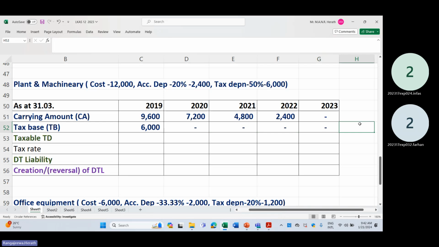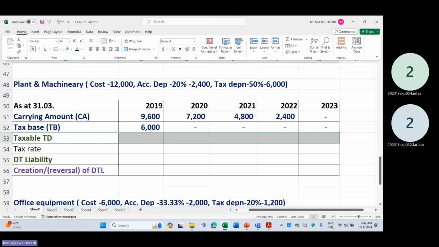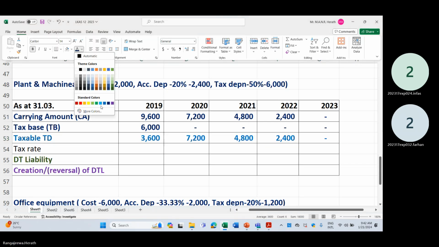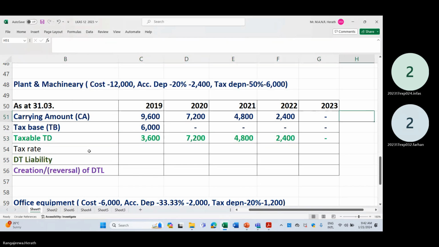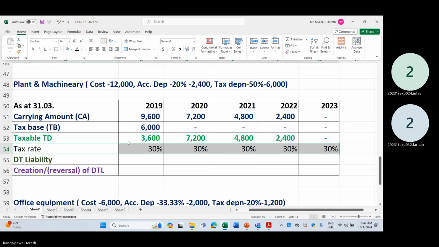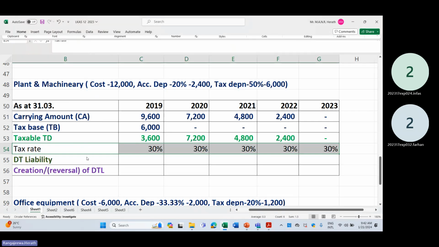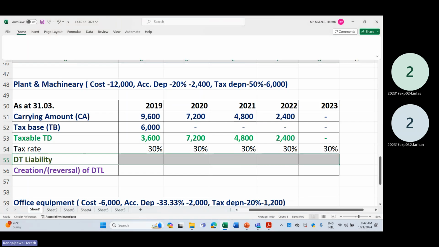Once it is fully depreciated, the value remains 0. Now just take the first year. Carrying amount 9,600, tax base 6,000. Carrying amount of an asset is greater than tax base. So the difference is taxable temporary difference. Taxable. So multiply it by the tax rate. Tax rate given 30%. So taxable temporary difference multiplied by the tax rate, you can have the deferred tax liability.